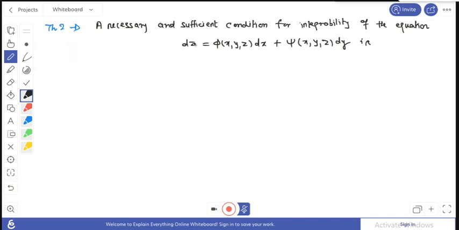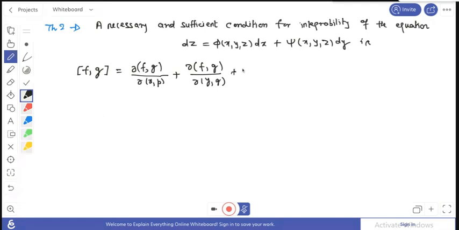This is the integrability condition: the bracket of f and g equals 0. Bracket means the Jacobian of f, g with respect to x, p, plus Jacobian of f and g with respect to y, q, plus p times Jacobian of f, g with respect to z, p, plus q times the Jacobian of f, g with respect to z, q. Okay, so this equals 0.